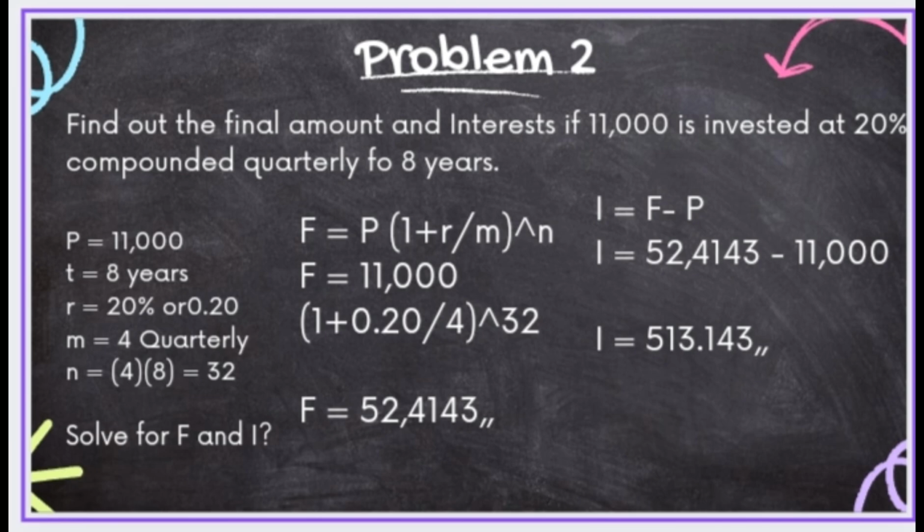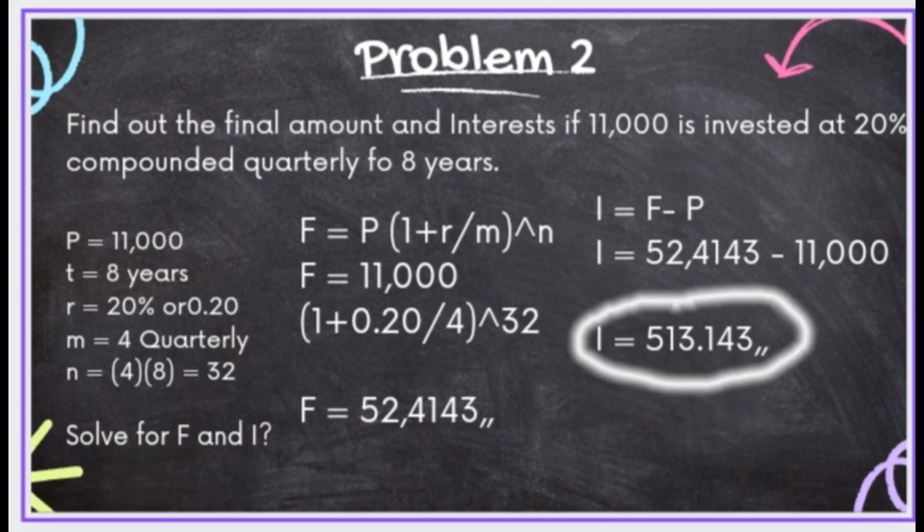So let's find out the compound interest. So I is equal to F minus P. So I is the compound interest and F is the maturity value minus the present value. So F, or maturity value, is equal to 52,414.3 minus the P, which is 11,000. So I is equal to 513.143.